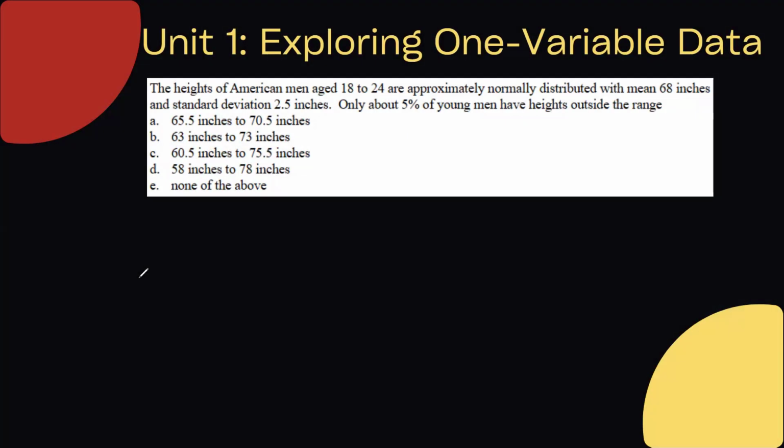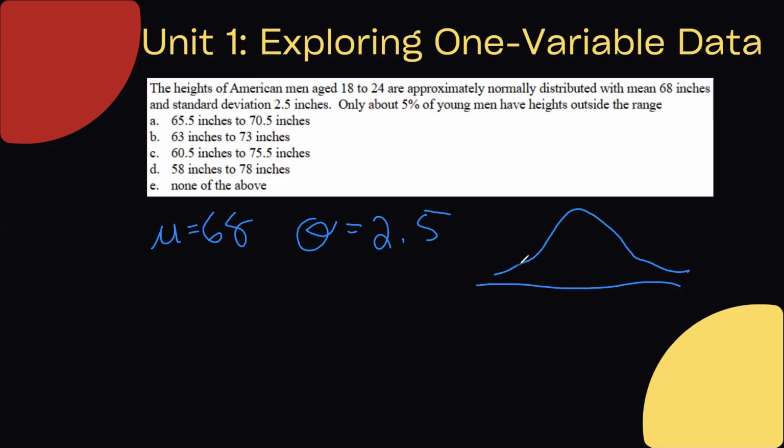Now, the heights of American men aged 18 to 24 are approximately normally distributed with a mean of 68 inches and a standard deviation of 2.5 inches. Only about 5% of young men have heights outside the range. So with a mean of 68 and a standard deviation of 2.5, if we're normally distributed right here, we have 5% outside of the range.